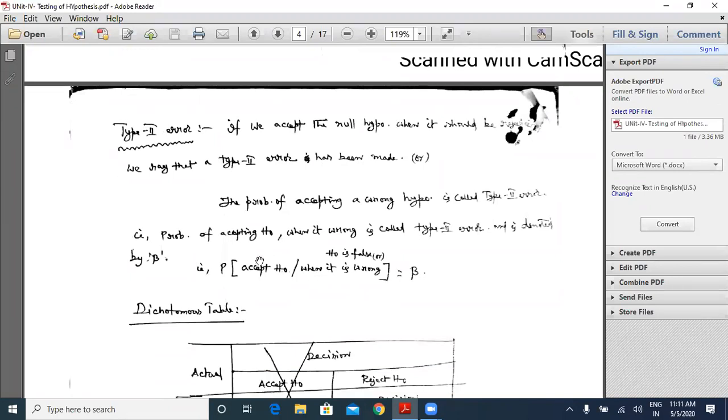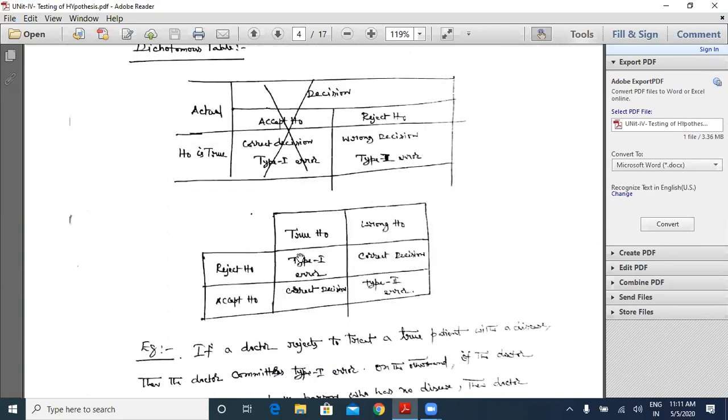So this can be written as the probability of accepting H0 when it is false. This is beta. This can be written in a dichotomous table. This is called the dichotomous table. Reject H0 when H0 is true is Type 1 error. Reject H0 when H0 is wrong is a correct decision.